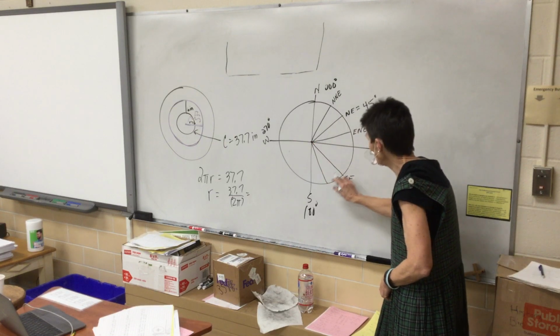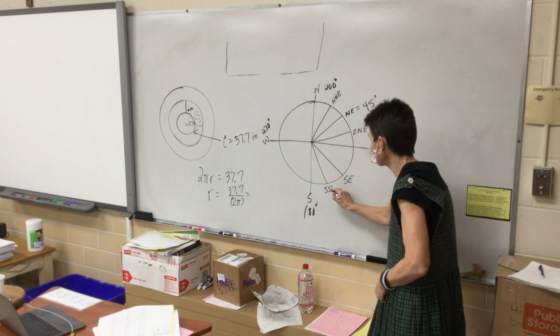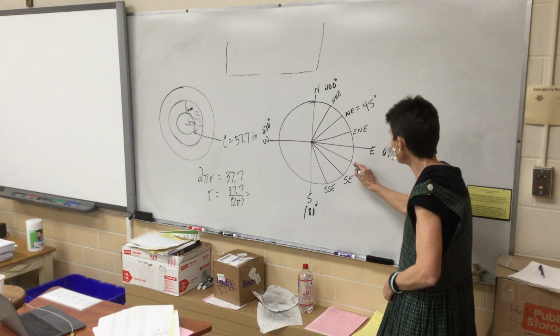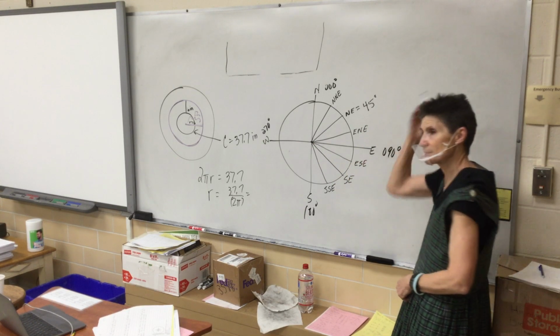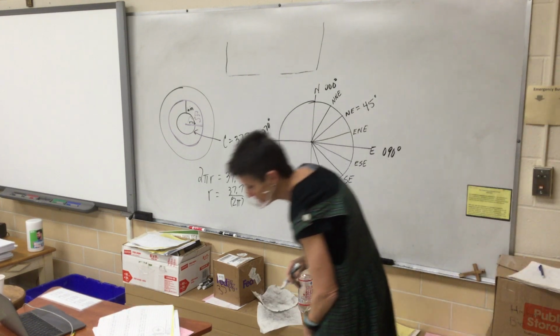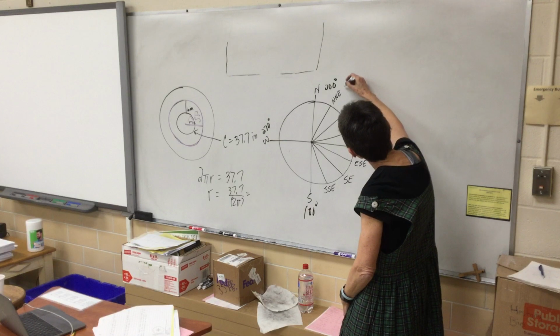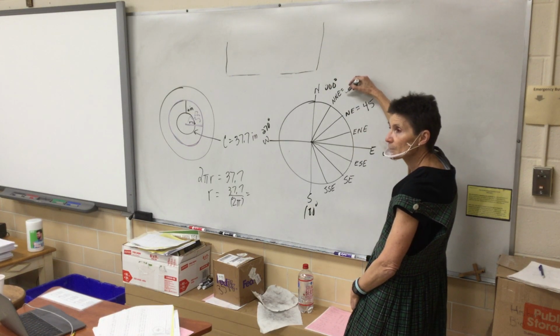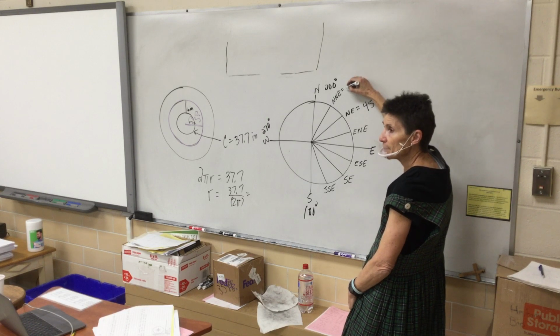This one would be the south side of southeast. And this one would be the east side of southeast. So anyway, they want the angle for north-northeast. What would this angle right here be? North-northeast. What angle would that be?